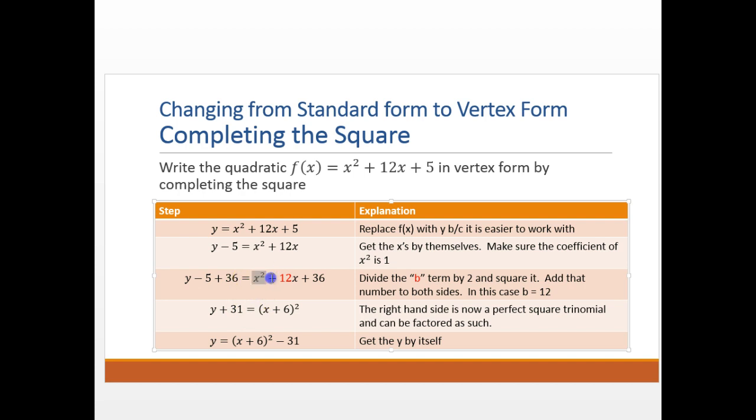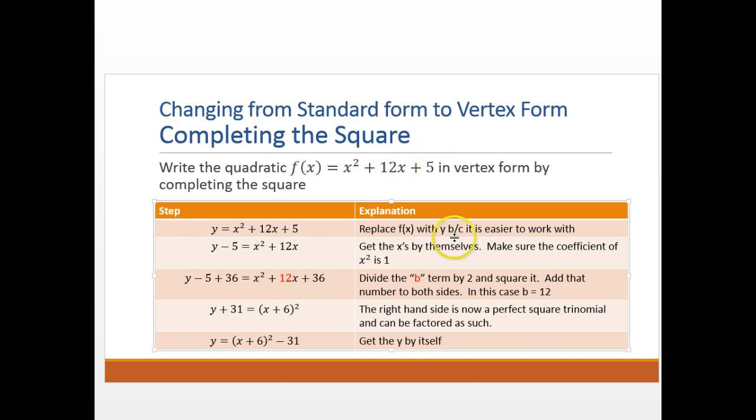The reason we did this is because the x squared plus 12x plus 36 is now a perfect squared trinomial, and it should factor. In fact, it factors to x plus 6 squared. So we get y equals the quantity x plus 6 squared minus 31. So this form in our final answer is equivalent to what our original equation was.